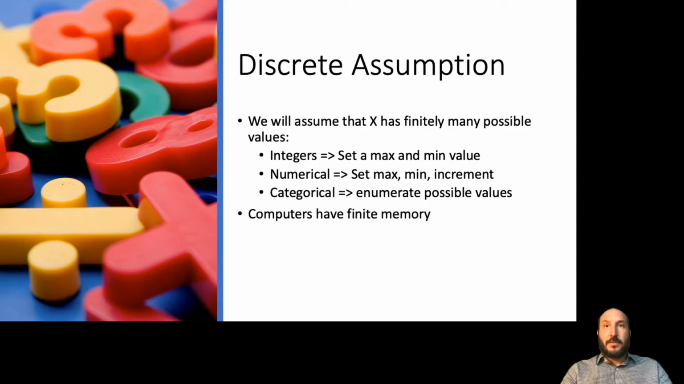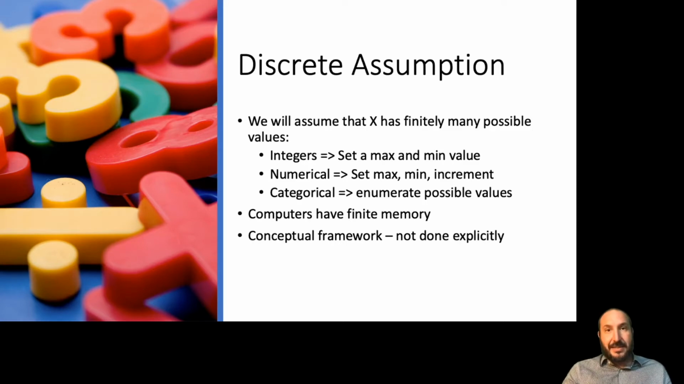Now, one thing to keep in mind is that computers have finite memory. So anytime you're putting data on a computer, for any different variable that you have, there are a fixed number of bits that are being used to represent that data. And so whether you realize it or not, in any data set you're working with, there are finitely many possible values for each of your variables. Now, it might be very, very big, but it's always going to be finite.